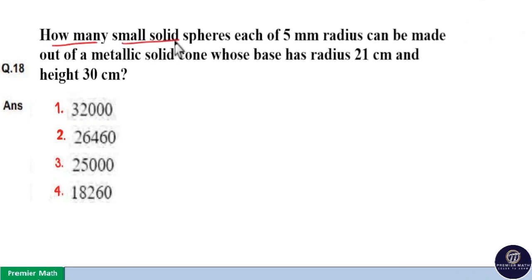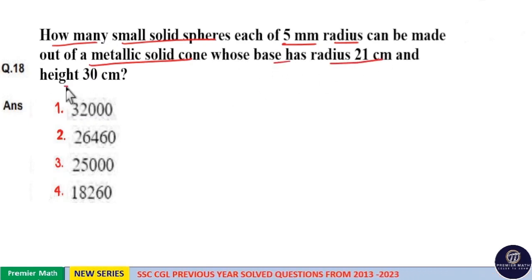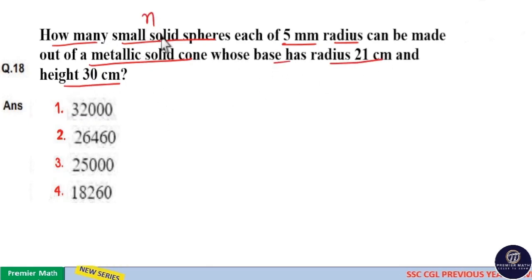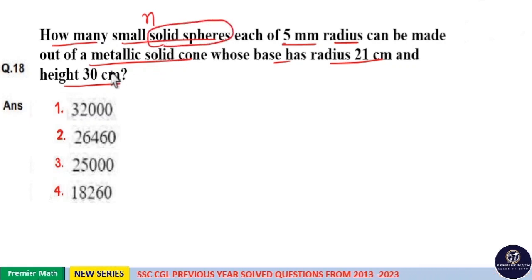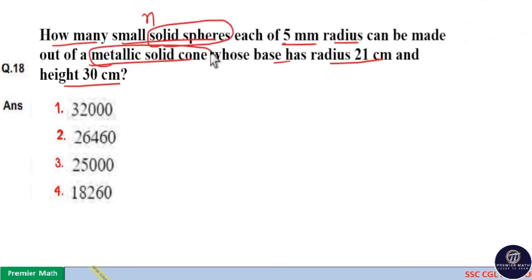How many small solid spheres, each of 5 mm radius, can be made out of a metallic solid cone whose base has radius 21 cm and height 30 cm? We can make n number of solid spheres out of this volume of metallic solid cone. That is, just equate the volume of solid sphere and cone to find the value of n.